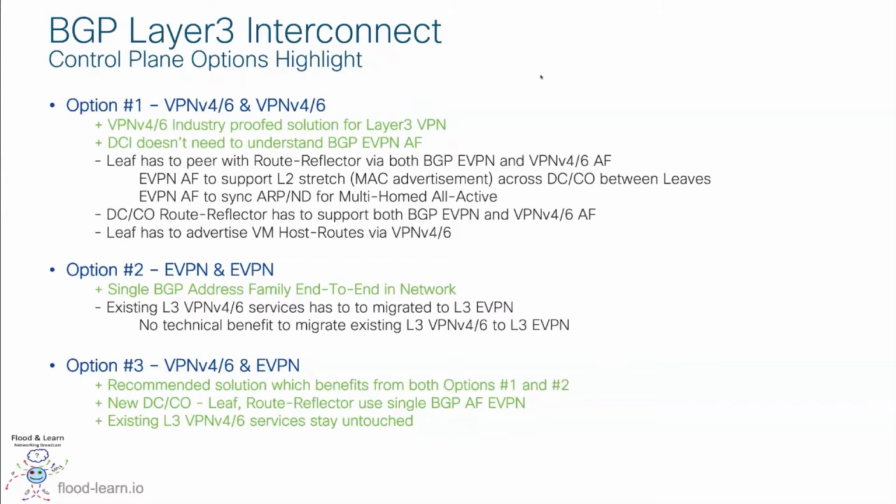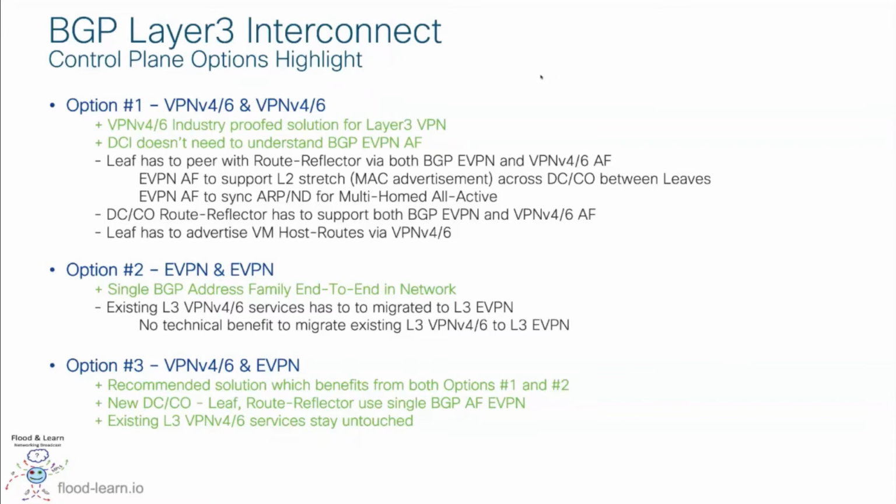So basically, on the remote PE, when you migrate from VPNv4, VPNv6 to EVPN, and you are really holding just the L3 VPN service in this example, don't take me wrong, when it is L2, it's completely different. But in this example, when it's L3, there is no technical benefit to migrate from VPNv4, VPNv6 to EVPN. Basically, you are just using a different encapsulation for the information which you are sending, as we were showing on the previous slides.